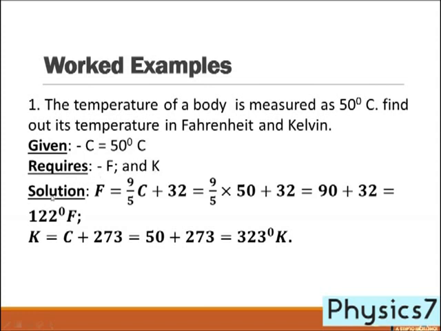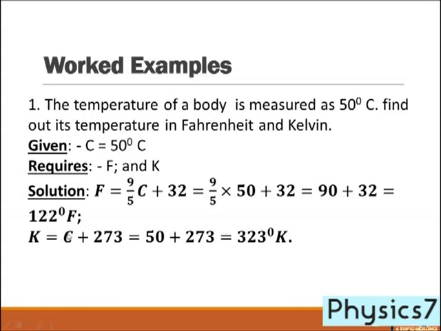So what we would do to determine the temperature in Fahrenheit is to use the expression F is equal to 9 divided by 5 multiplied by the temperature in degrees Celsius plus 32. And if we substitute in the value for the temperature in Celsius, which is 50, into the expression, we get that the temperature in Fahrenheit is equal to 9 over 5 times 50 plus 32, and that will give us a value for the temperature in Fahrenheit of 122 degrees Fahrenheit.